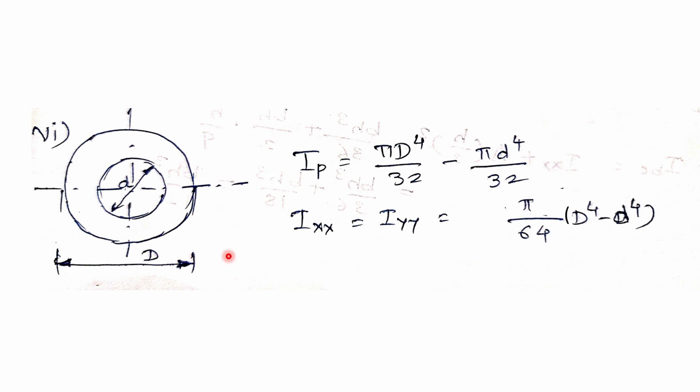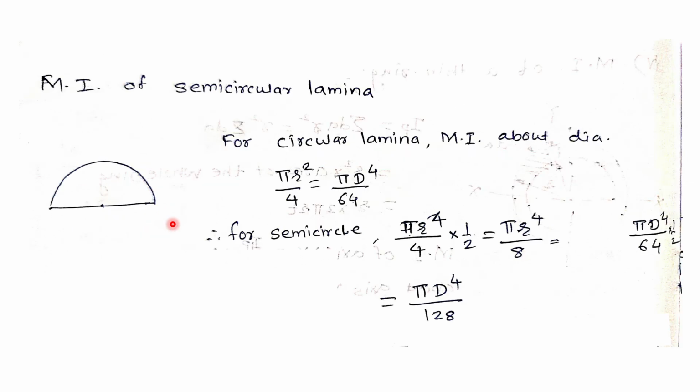Similarly, the last figure you can see here, dear student, is a circular lamina with a circular hole. In that case Ixx is equal to Iyy, which is equal to pi by 64 times d to the power 4, and the value of the inner circle's d to the power 4 is deducted. You can practice more common shapes by applying the parallel axis theorem and the perpendicular axis theorem, dear student.